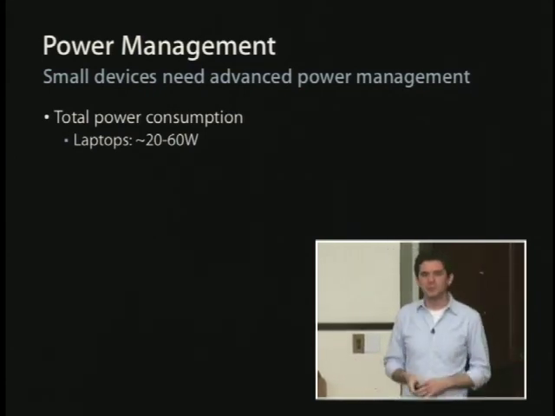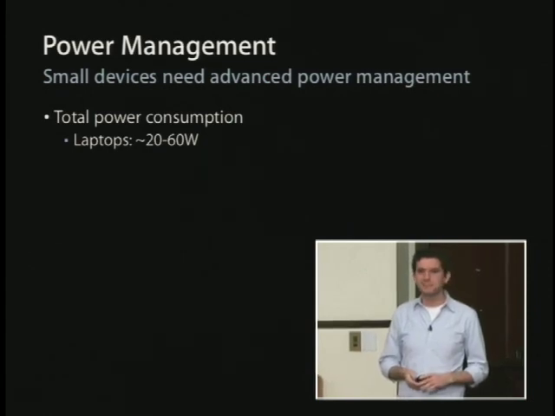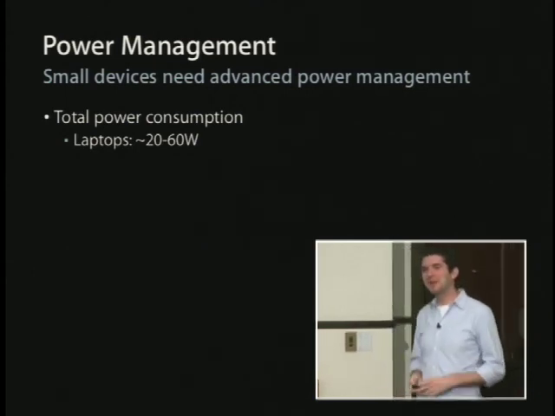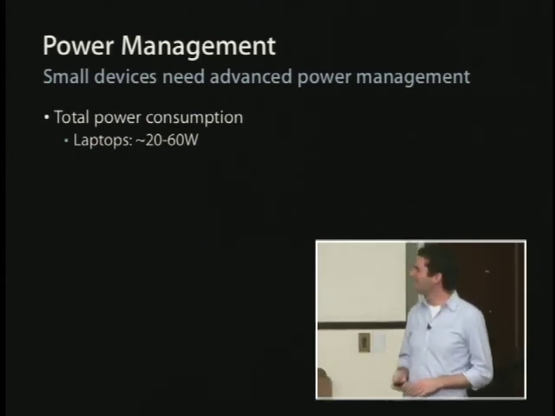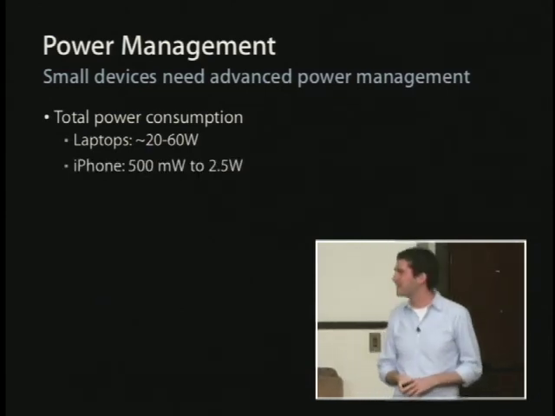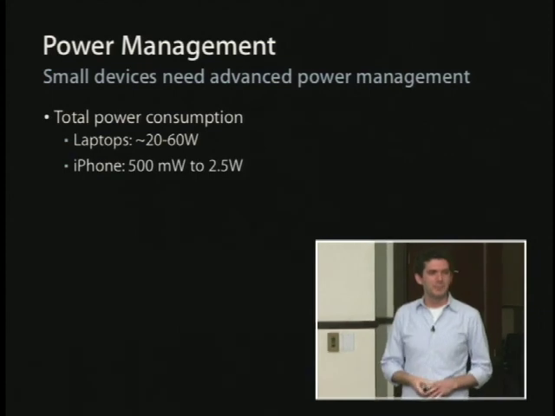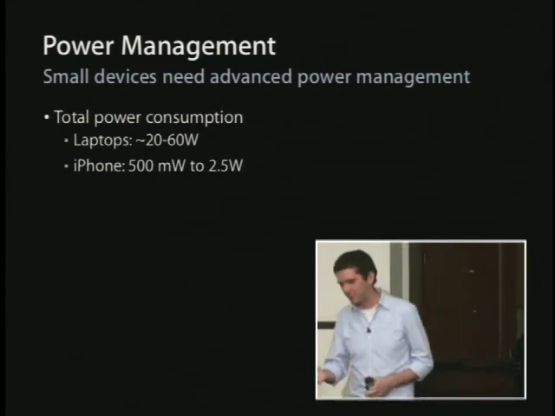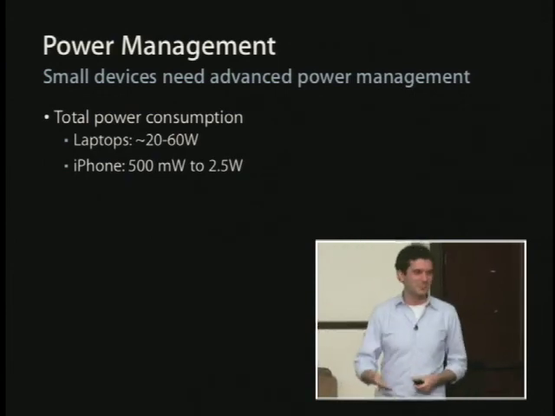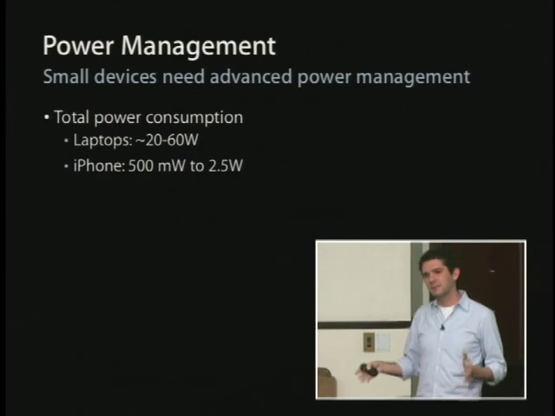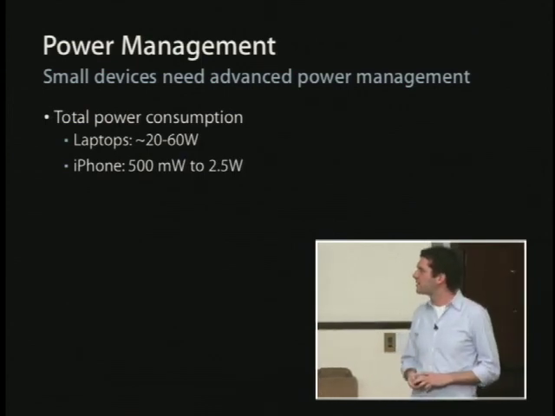What do you think an iPhone is going to be using? Anyone? 5 watts? All right, well, sort of, not quite. No, think less. We're probably talking about 500 milliwatts up to maybe 2.5 watts. And when we're saying 2.5 watts, we're using the accelerometer, we've got the screen on, we've got GPS updates going. We're using the device. More accurately, general usage is around 500 milliwatts.